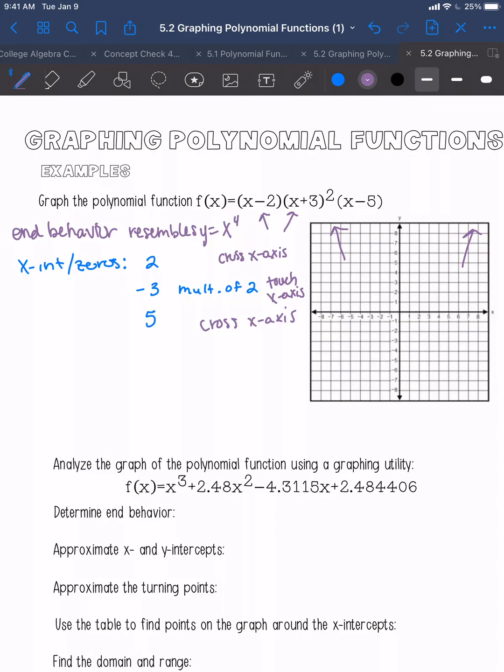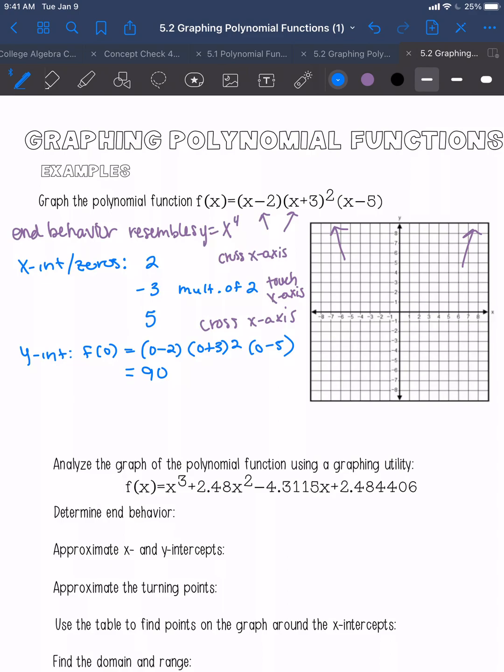Our y-intercept we find by evaluating the function at 0. That's 0 minus 2 times 0 plus 3 quantity squared times 0 minus 5, which you end up getting to be 90. So there you can see we would have to change our scale on the graph that's there for us.